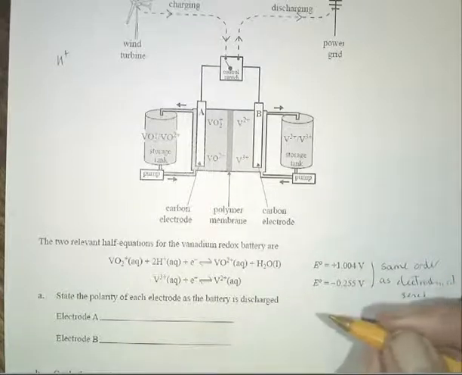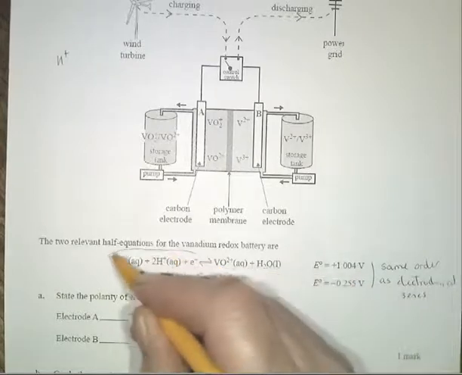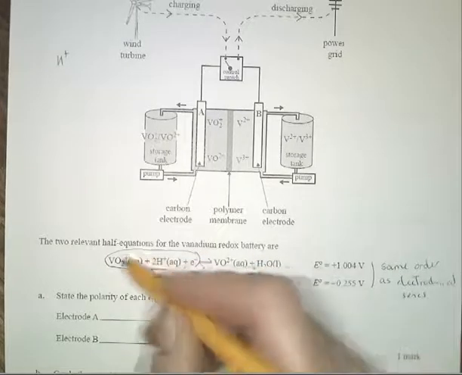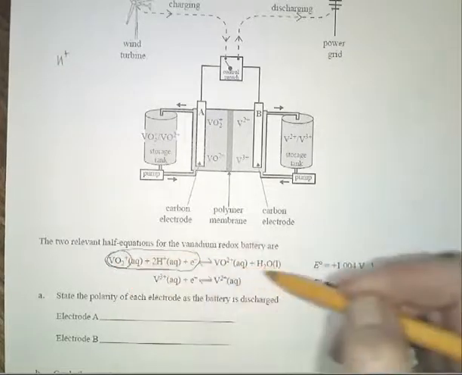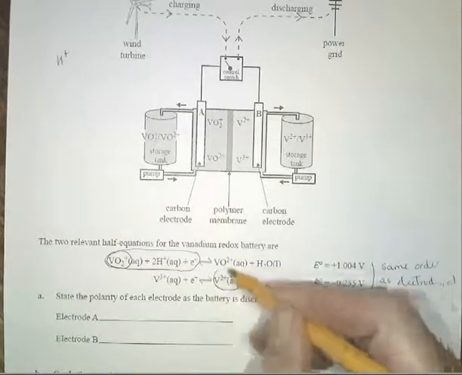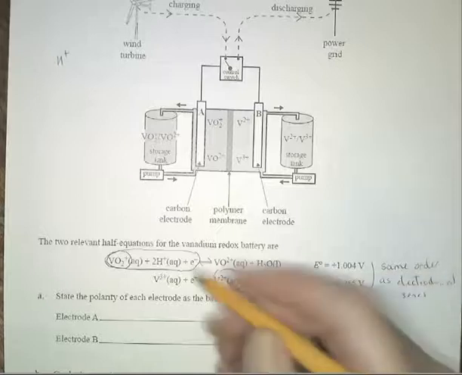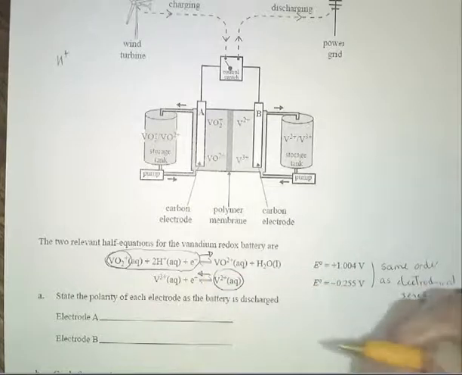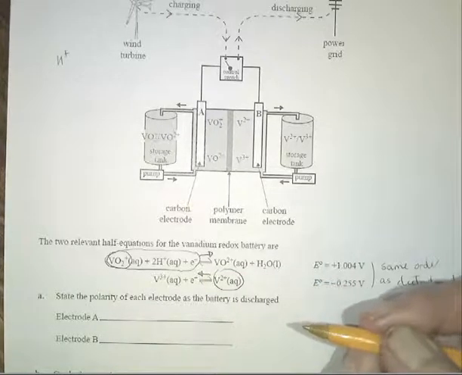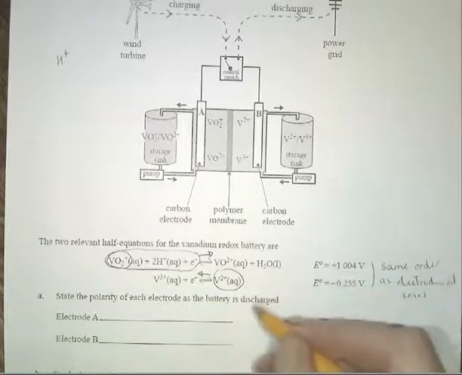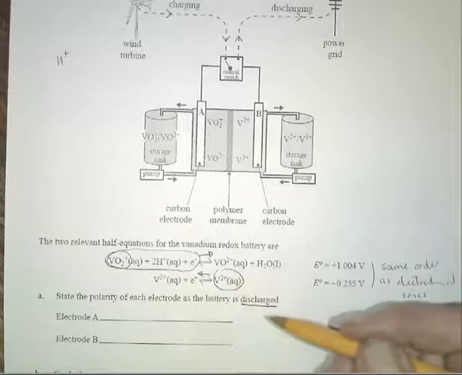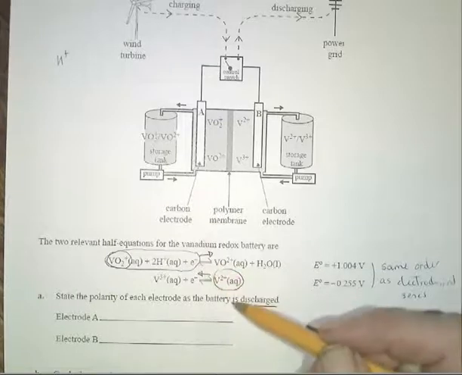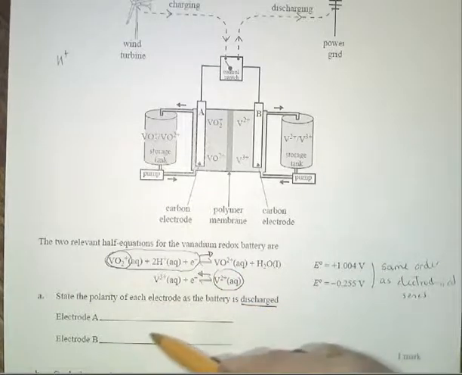Okay, so if they're in the same order, then the chemicals on the left undergo reduction. This particular chemical, I should have just circled it, is undergoing reduction, and it forces something below it to undergo oxidation. So this is undergoing reduction, and this is going to undergo oxidation. State the polarity of each electrode as the battery is discharged. So as it's acting spontaneously, galvanic like this, discharged, these are the reactions that would happen. So state the polarity of each electrode when this is happening.